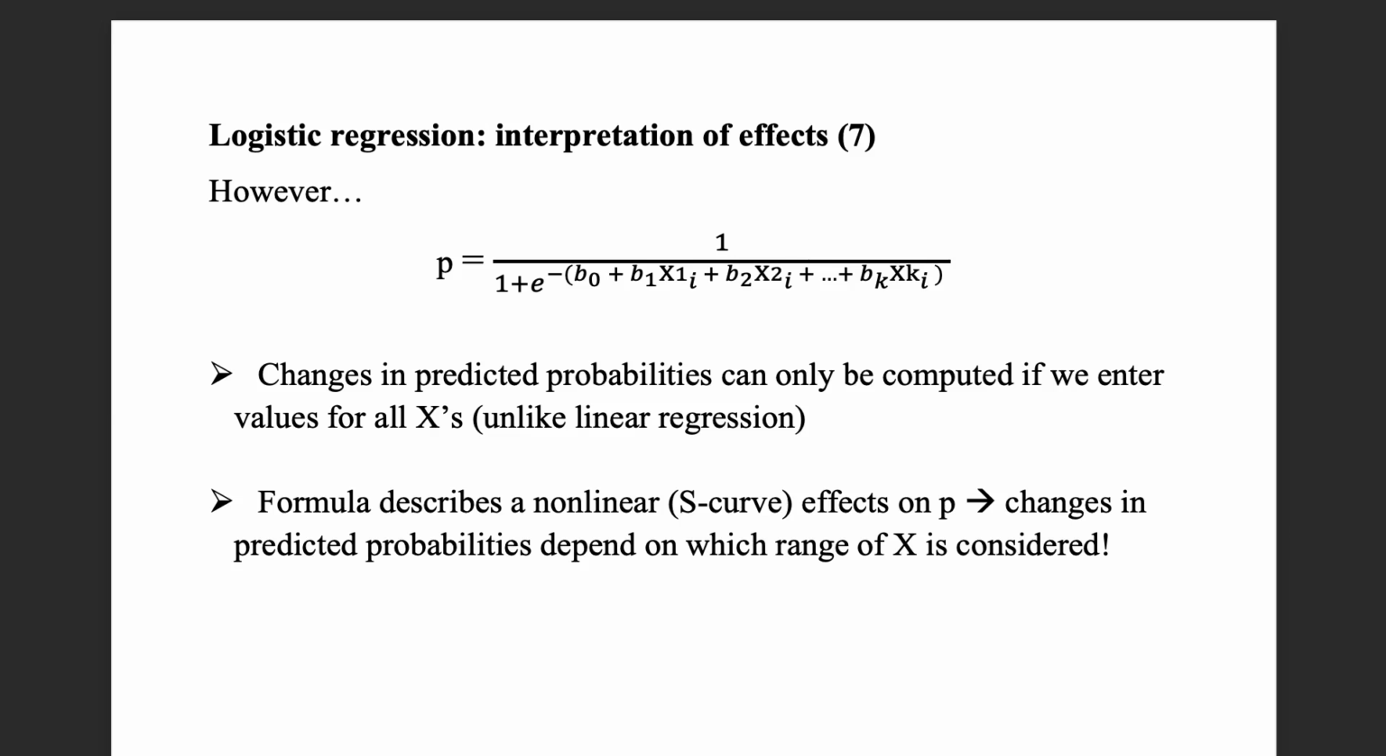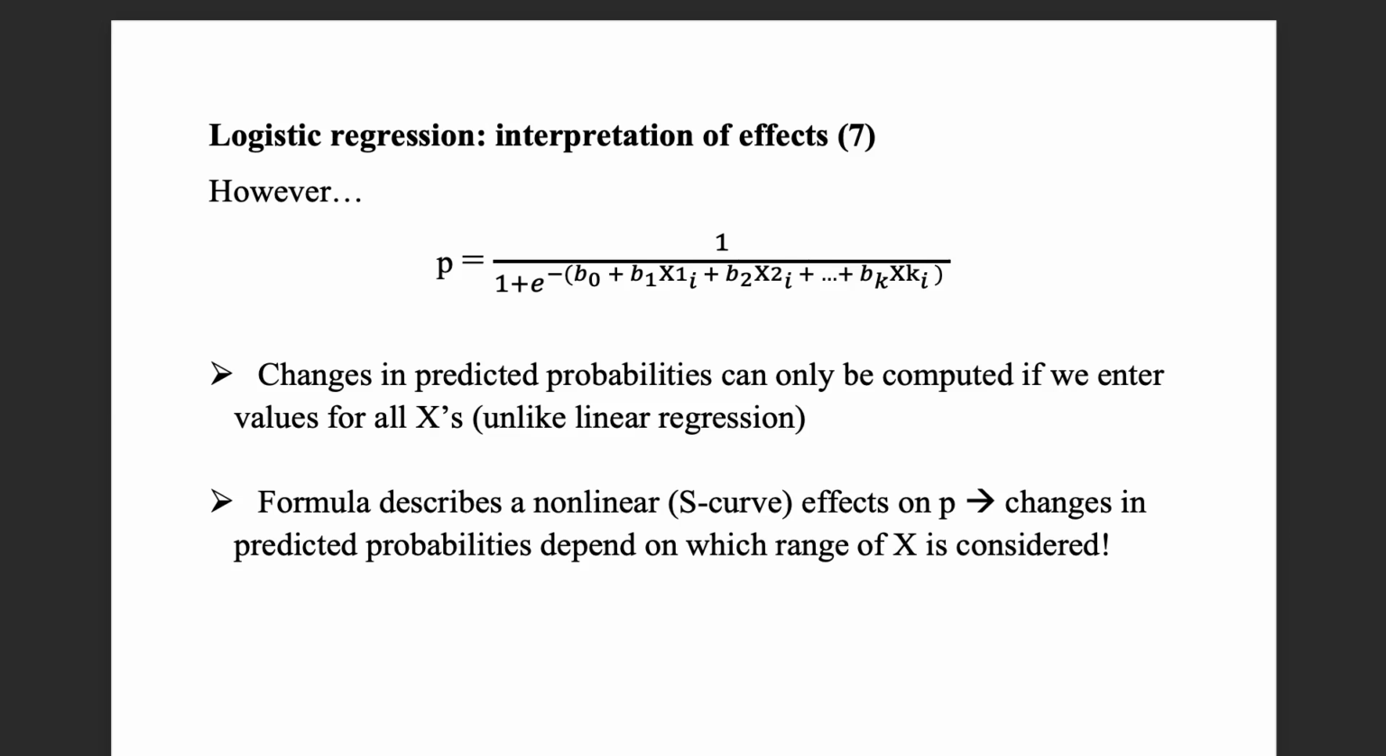But that also means that if we talk about changes in predicted probability, now it matters, well, okay, from where to where are we going on the S-curve? So from where to where are we considering changes in the predicted probability? Because again, it's not a linear model. So it now matters where we are on the x-axis. It now matters what the value of our independent variable itself is, and what the range of the independent variable itself is, for which we want to consider the change in predicted probability.